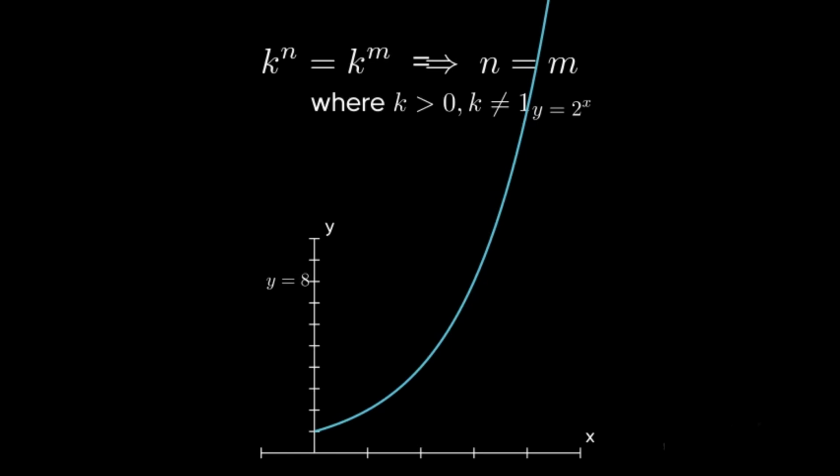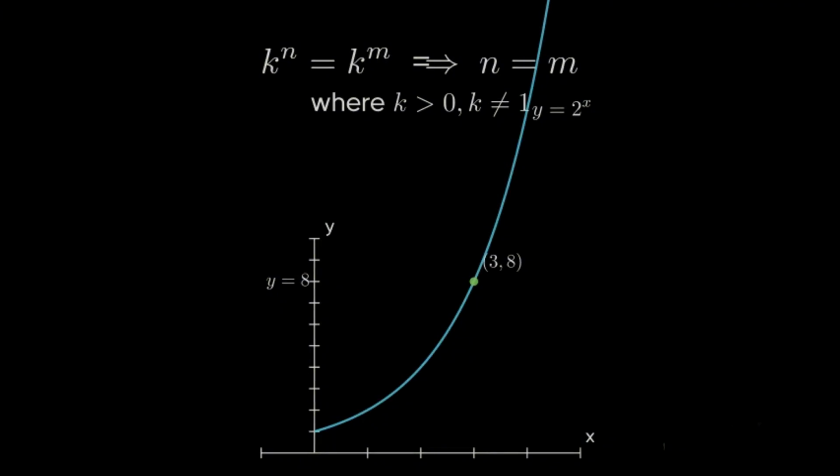The key insight here is that the exponential curve and the horizontal line intersect at exactly one point, where x equals 3. This is because exponential functions with bases greater than 1 are strictly increasing. They never take the same value twice. This graph confirms our algebraic conclusion. The equation 2 to the power of x equals 8 has exactly one solution, which is x equals 3. This is a direct visual demonstration of our exponent property.